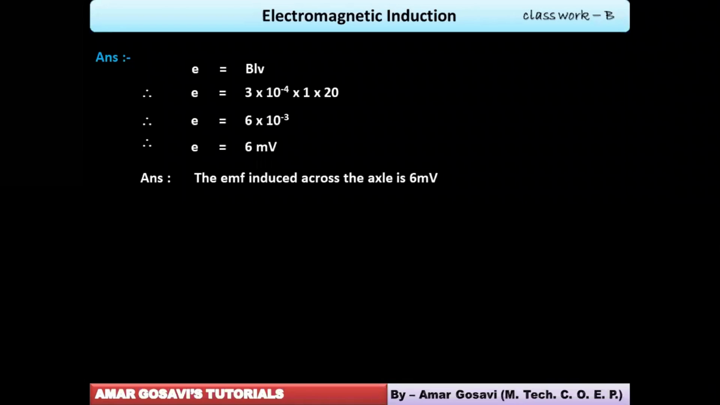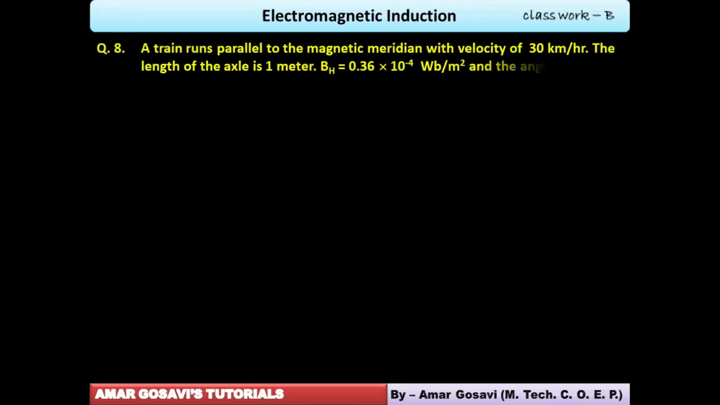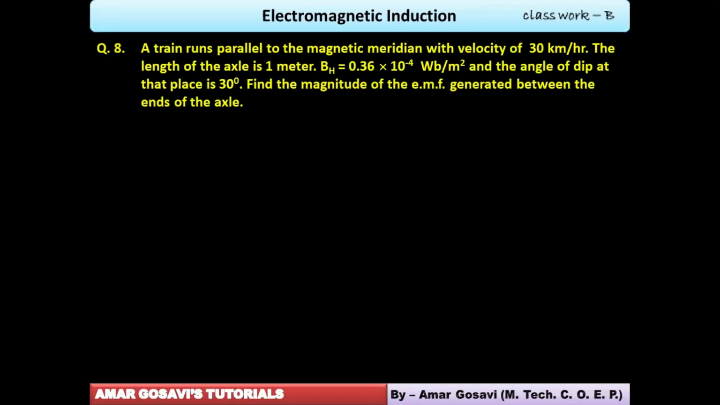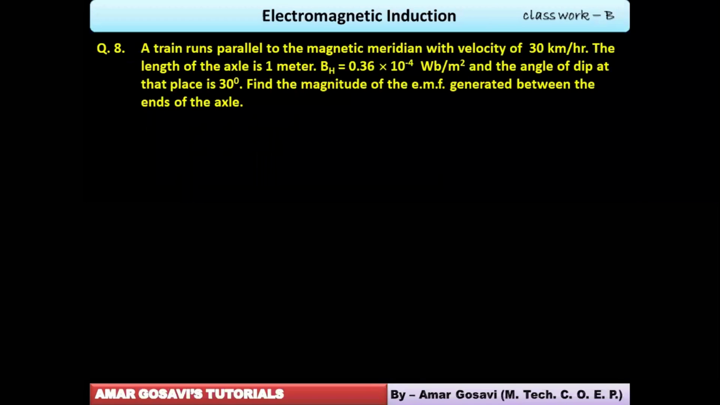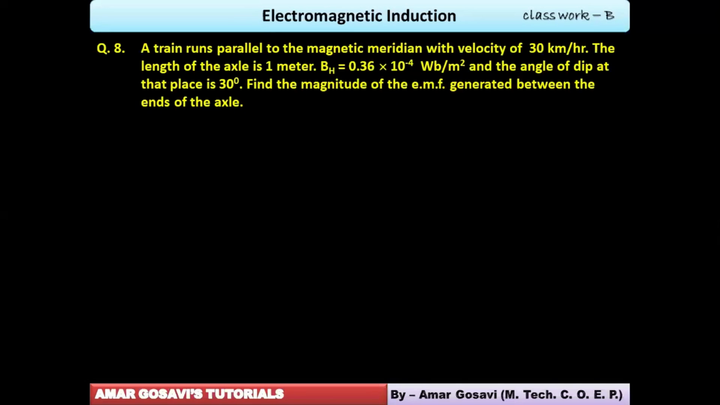Okay, let's move ahead towards the next type of question. Again, it's related to a train which runs parallel to the magnetic meridian with a velocity of 30 kmph, that is kilometer per hour. The length of the axle is 1 meter. The horizontal component of Earth's magnetic induction is 0.36 into 10 raised to minus 4 Weber per meter square, and the angle of dip at that place is 30 degrees. Find the magnitude of EMF generated between the ends of the axle.